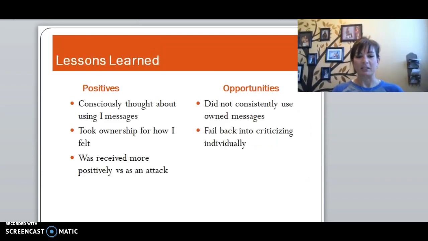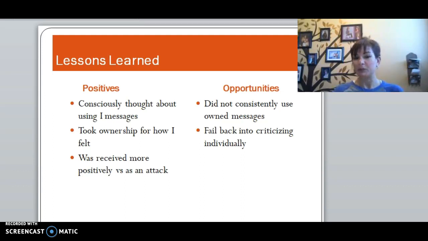So reflecting on this exchange, there are positives and opportunities, or negatives, in my attempt at using owned messages. First of all, on the positive side, I had to consciously think about using the I messages. Before that exchange occurred, I had to think, how am I going to phrase and use I messages? So that was the good, positive: preparing, being proactive. I took ownership for how I felt versus blaming or attacking my husband. He wasn't as defensive as he would have been if I hadn't used the I messages.